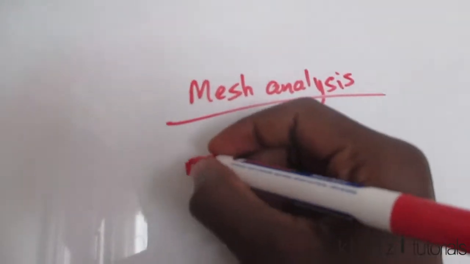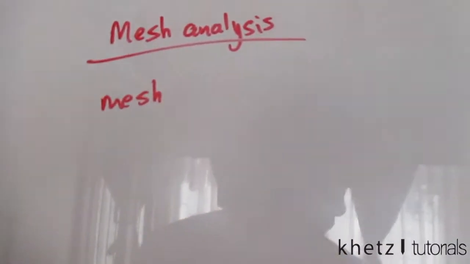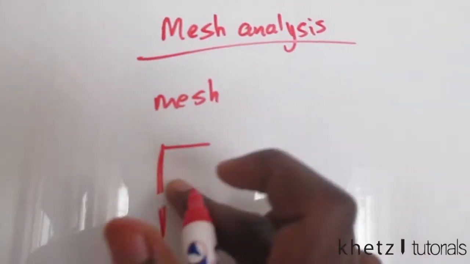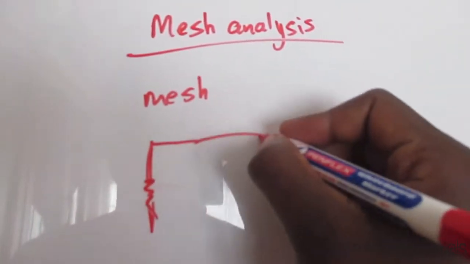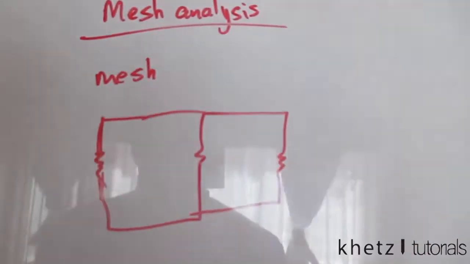Now a mesh is a loop that does not contain any other loops. So I'm going to do an example. Let's say we have a circuit. Don't really worry about the circuit.